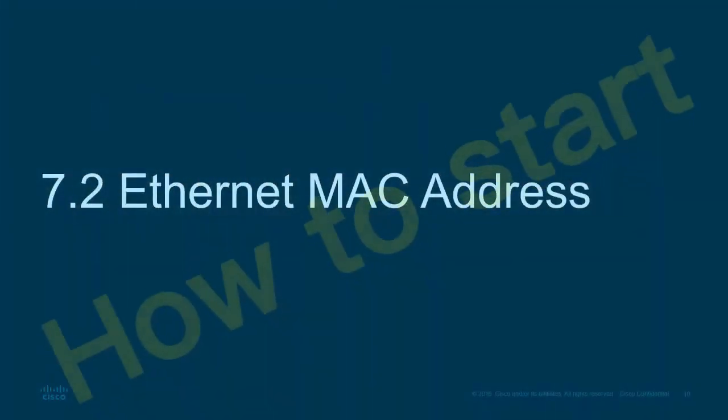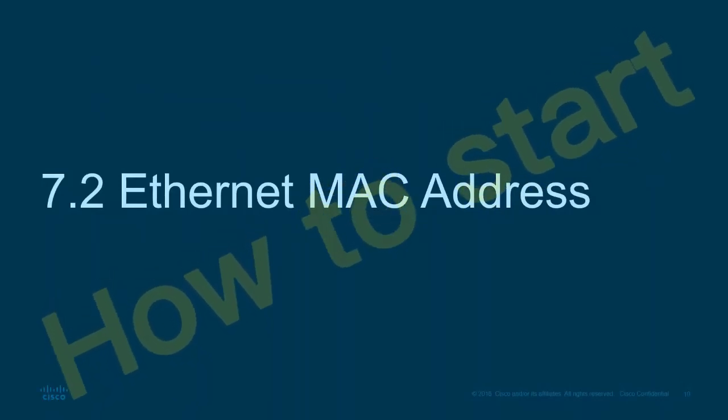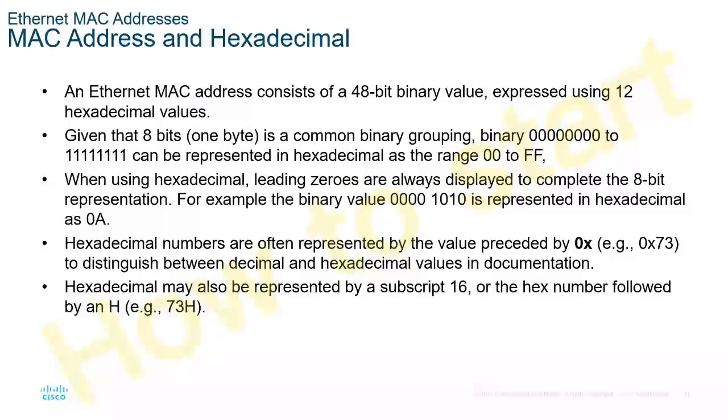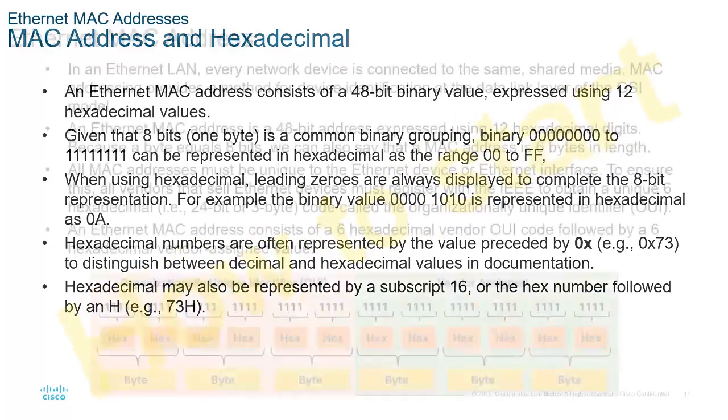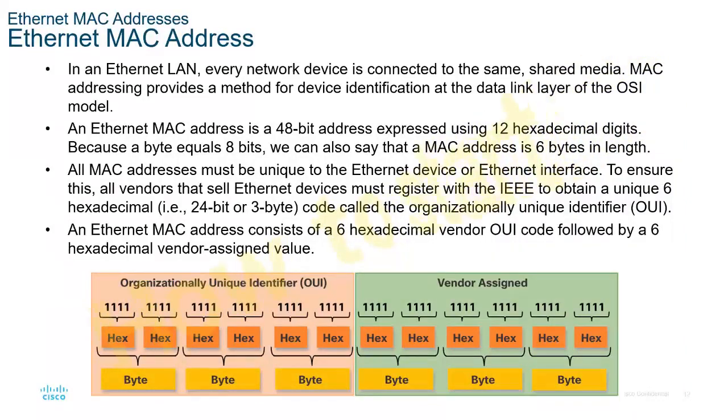Moving on, 7.2, the Ethernet MAC address. This is our physical address. An Ethernet MAC consists of 48 bits. It is normally expressed using 12 hexadecimal values, ranging between 00 and FF. We've already gone through hexadecimal, so you should be familiar with that. It's important to note that an Ethernet MAC address is broken up into two 6-byte groups. So the first 6 bytes are going to be part of the organizationally unique identifier.